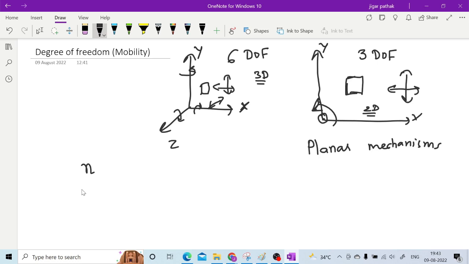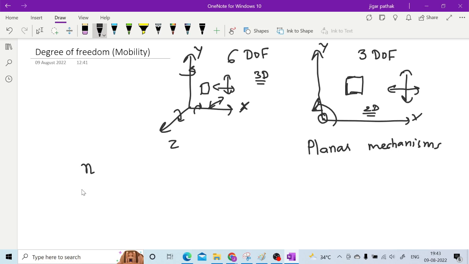So if I write degree of freedom for a planar mechanism, then degree of freedom must be equal to 3 degrees of freedom of each link, right, because the number of links is n. Now as we have discussed, if you want to move from kinematic chain to mechanism, one of your links is fixed, so your degree of freedom is 3 into n minus 1, right.